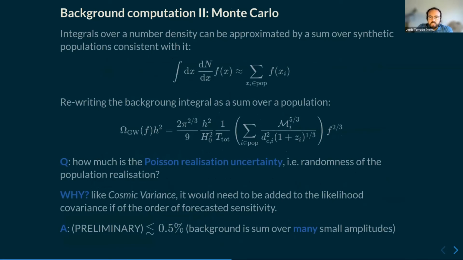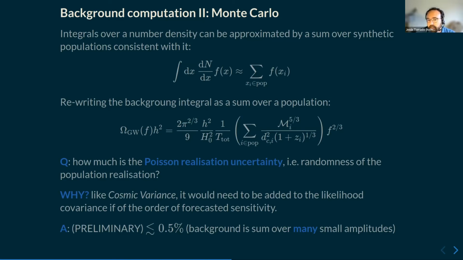So we could have taken this integral over a population density, a number density, and turn it into a sum of a realized population. This will give us an approximately equal result, but gives us the advantage of having a handle on how much variation we may expect given a population model, coming from the different draws that we can take from this population model. So a sort of cosmic variance, what in CMB is called cosmic variance.